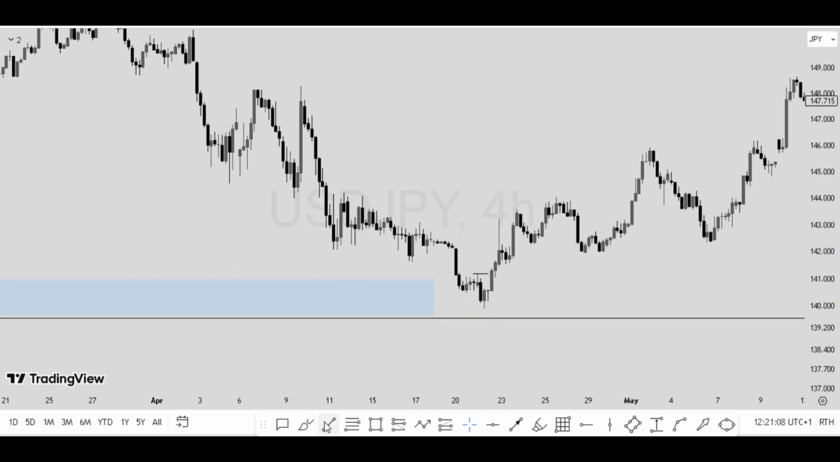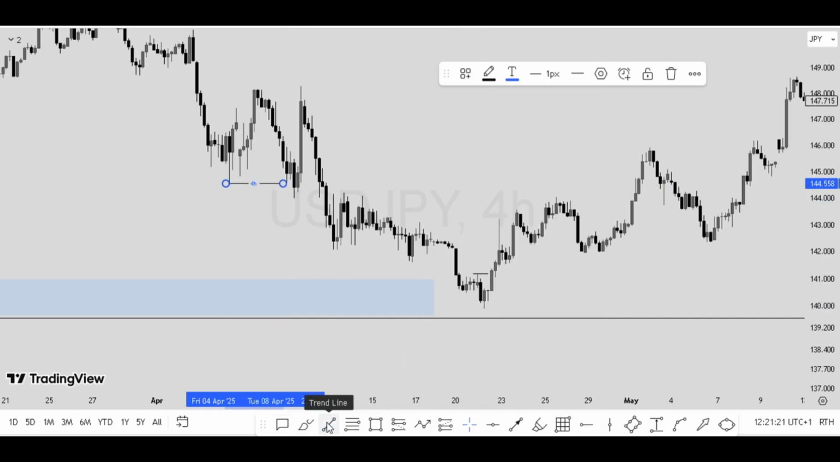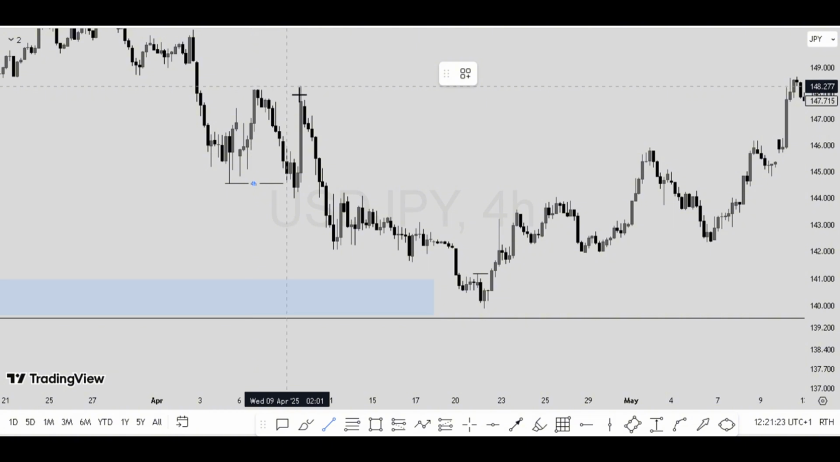What I also do is mark the structure. As you can see, I mark the 4 hour structure to the downside for extra confirmation. So let's say we mark the 4H to this downside. As the market is coming down, you see the market sweep this high, so you make this high valid.